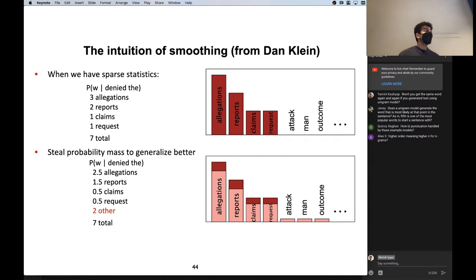And so there are many algorithms to determine how much mass we should subtract. Should this subtraction be conditioned on the type of word or the type of prefix? How should we distribute this mass across the unobserved words, and so on? We're not going to talk about any of that in this class, although there are very interesting methods there.